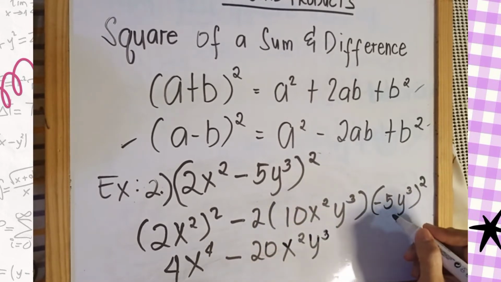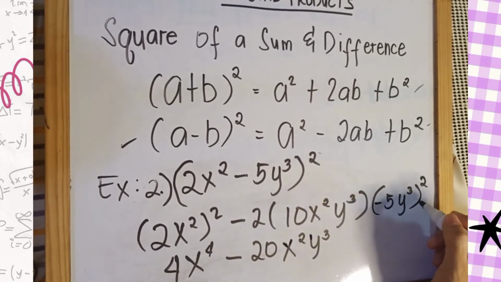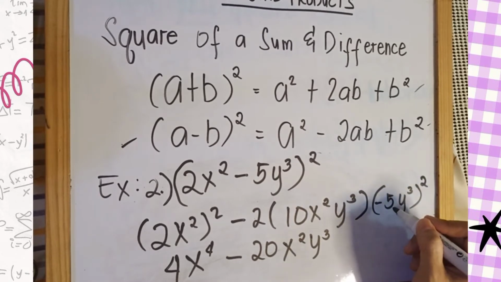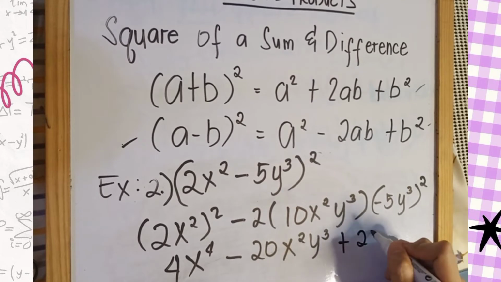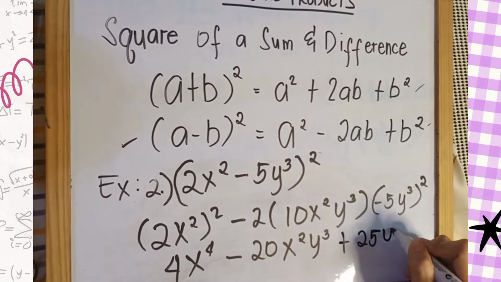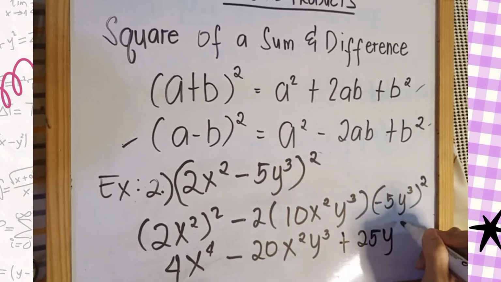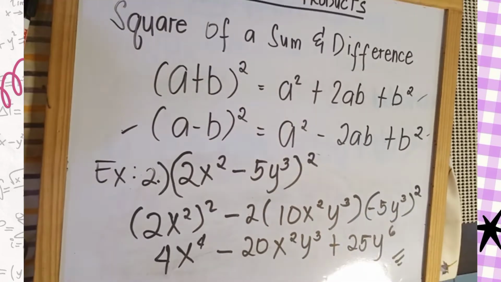And then, our last term, negative 5y cubed is squared. So, negative 5 times negative 5. That is positive 25. Y, 3 times 2, that is 6. Okay, so our final answer is 4x to the fourth minus 20x squared y cubed plus 25y to the sixth.